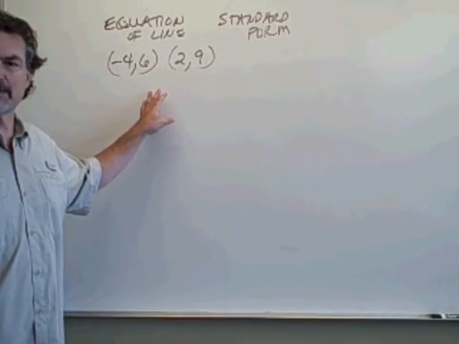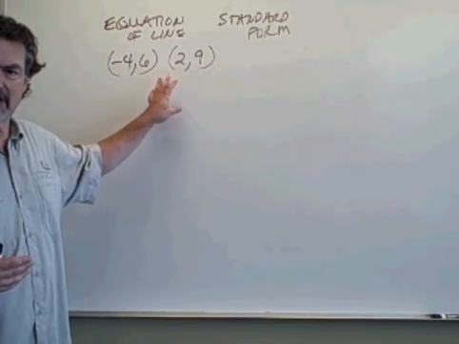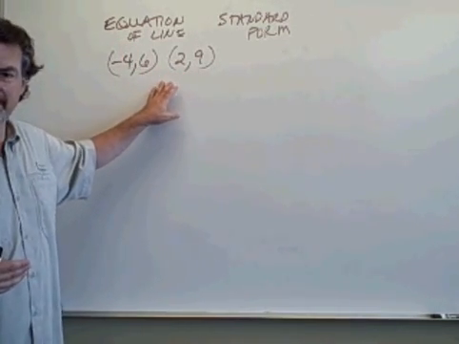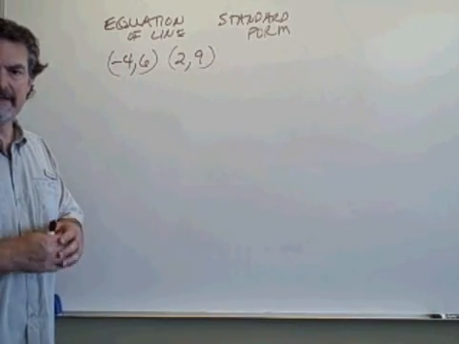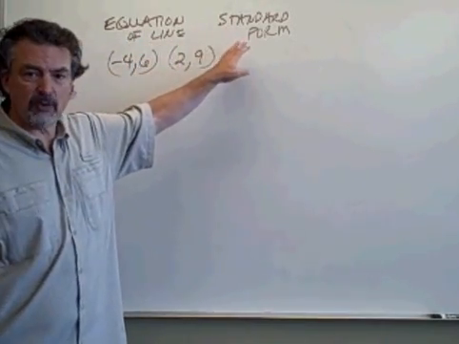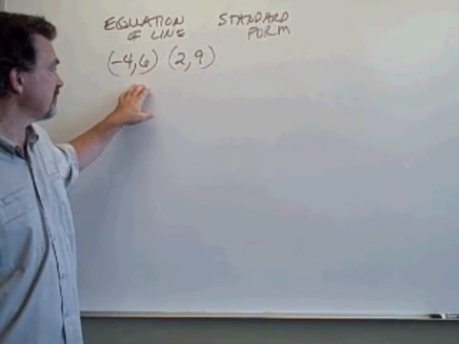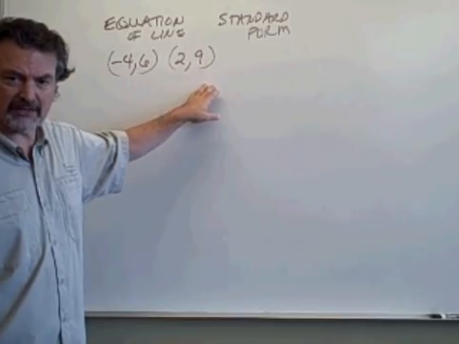This is our first example from the review sheet of writing the equation of a line given information about the line. This is problem 10. We want to write the equation of the line in standard form that would pass through the points (-4, 6) and (2, 9).